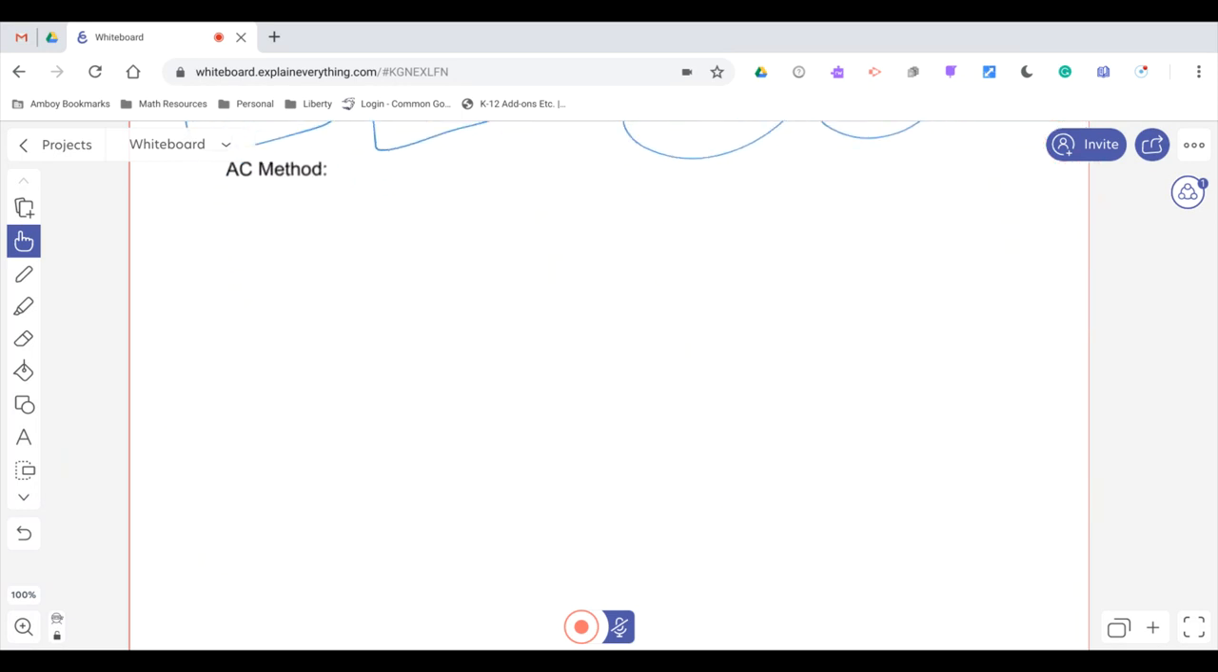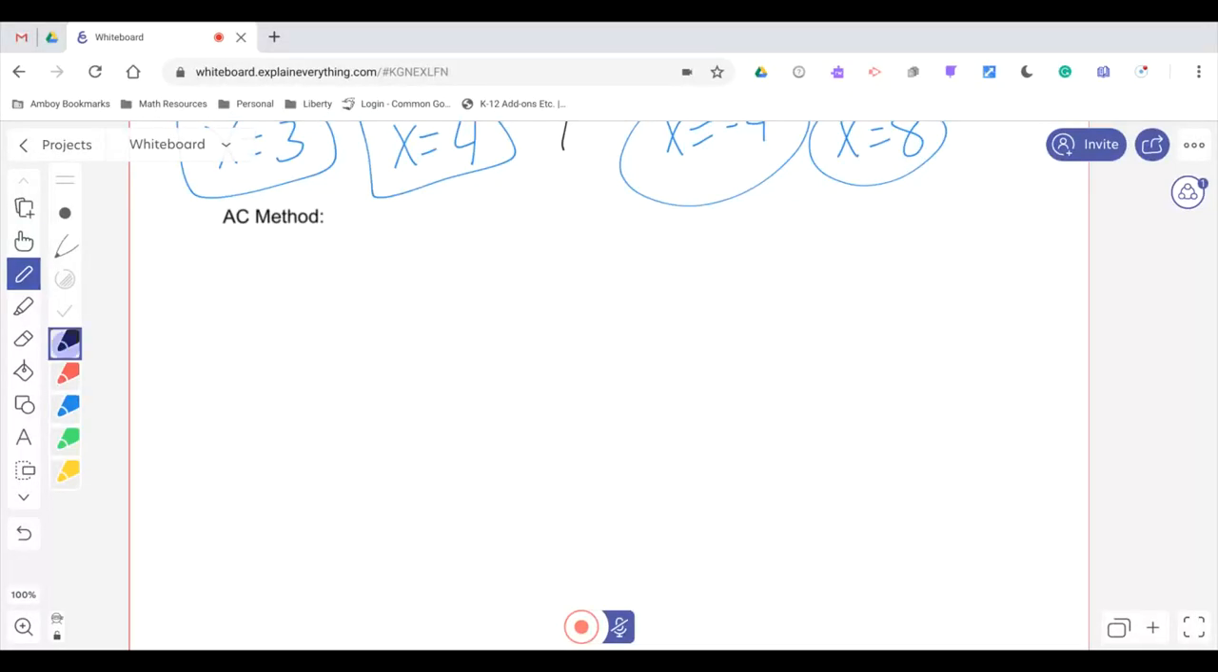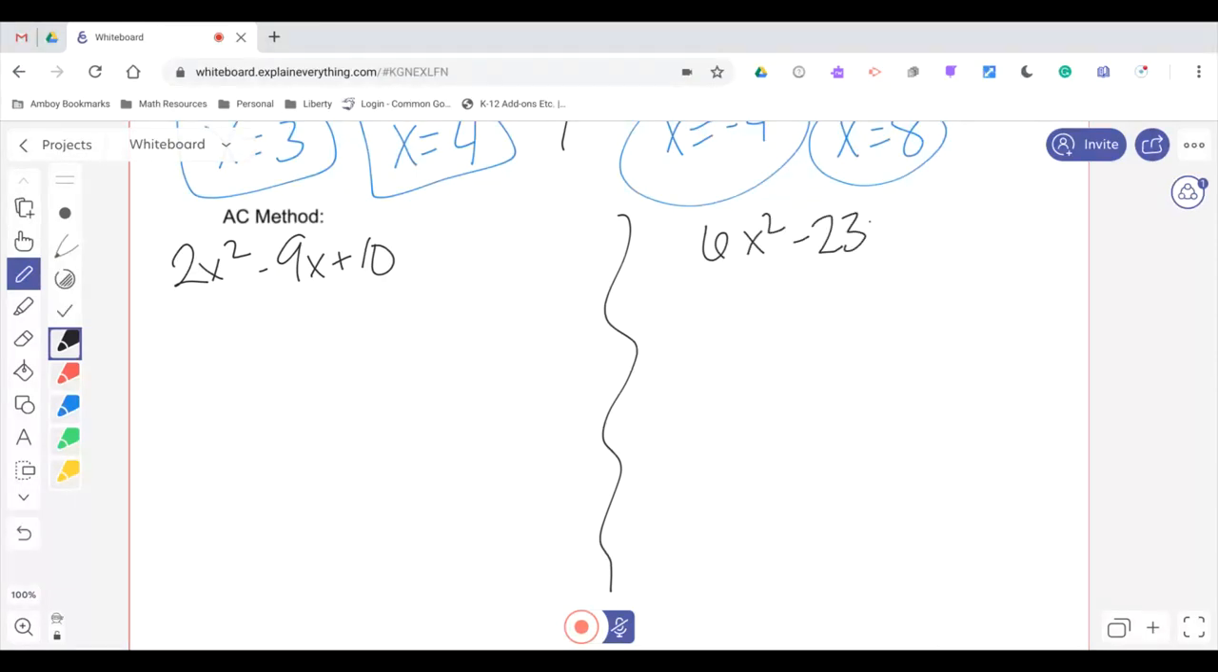We're going to do two examples with our AC method here with our box. And then what we have not yet done with these is solve them completely. So I want to make sure we get some practice doing that. So we're going to have 2x squared minus 9x plus 10. And then we're going to have 6x squared minus 23x minus 4. I'm going to go ahead and get my box ready on both of them.